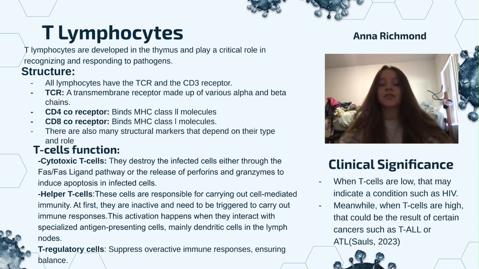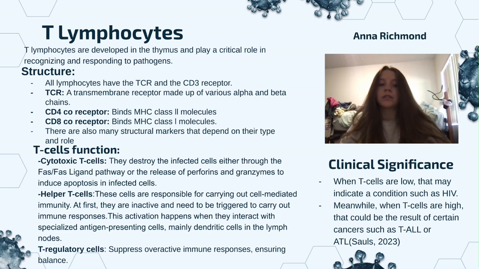T lymphocytes are developed in stem cells in the bone marrow and mature in the thymus. They play a critical role in recognizing and responding to pathogens. For the structure, all lymphocytes have the TCR and the CD3 receptor. The TCR is a transmembrane receptor made up of various alpha and beta chains. The CD4 co-receptor is found on helper T cells and they bind MHC class II molecules. CD8 co-receptor is found on cytotoxic T cells and they bind MHC class I molecules. There are also many structural markers that depend on their type and role.